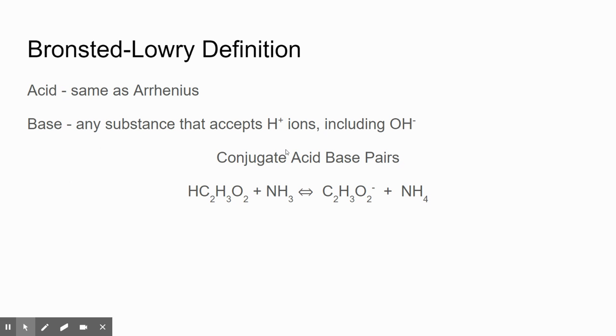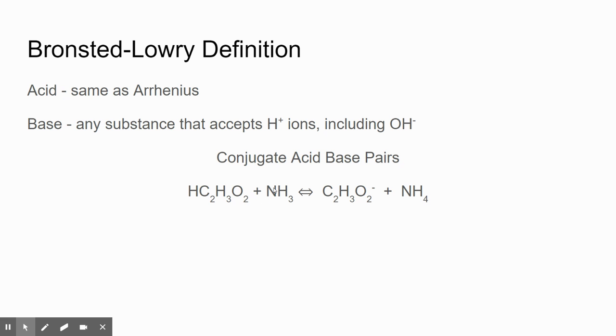So here we have HC2H3O2 plus NH3. This HC2H3O2 is acetic acid. It gives off an H plus. So if you go from this side to this side, you see it loses the H plus. Therefore, it's the acid. The NH3 goes from NH3 to NH4. Therefore, it accepts the H plus. Therefore, it is the base. So the acid and then the base.